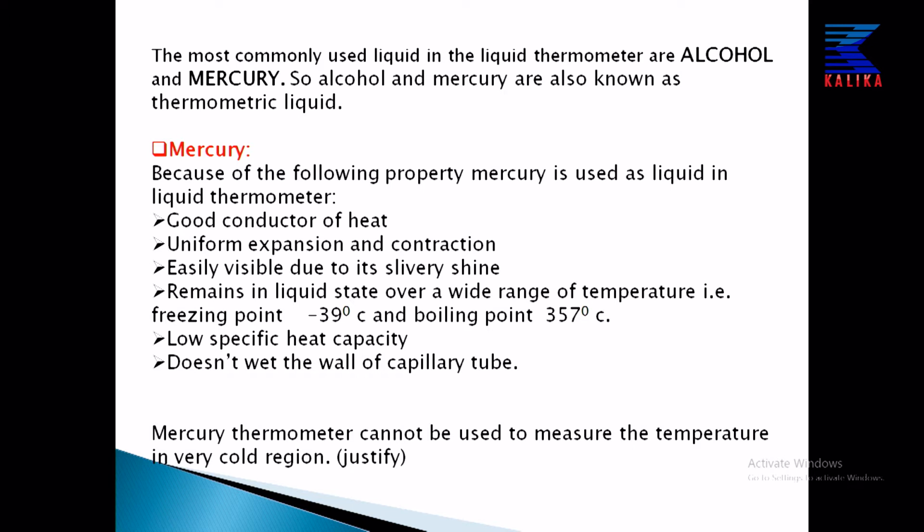As a high temperature thermometer, it does not measure temperature below minus 39 degrees Celsius, as it freezes at minus 39 degrees Celsius. Similarly, another property is low specific heat capacity, that is, a small amount of heat can expand and contract the mercury uniformly, and it does not wet the wall of the capillary tube. Those are the basic properties for which mercury is used.